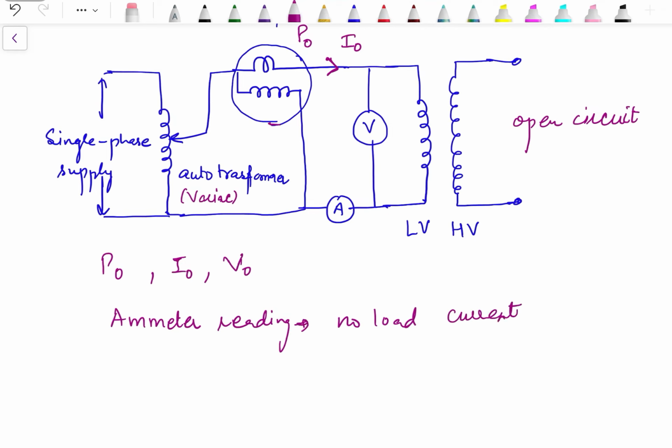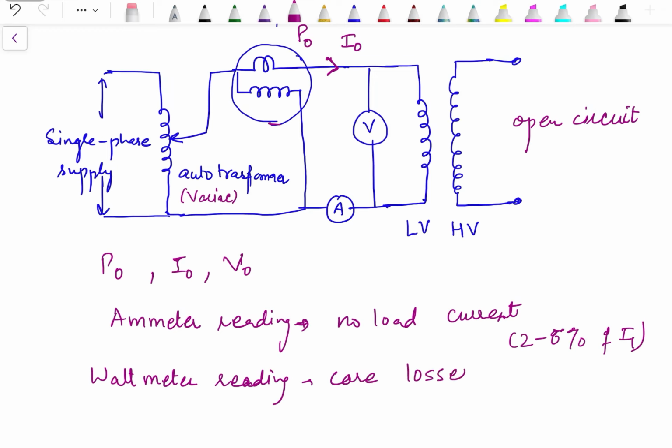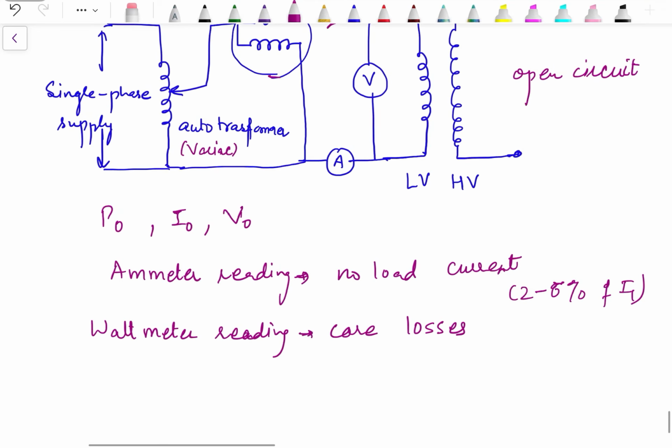and this no load current is just 2 to 6% of rated current. Since this current is very small, the I square R losses are negligible when the secondary side is kept open. So what we can say is that the wattmeter reading actually reads the core losses, since I square R losses are negligible. So from the wattmeter reading P naught, we will actually get the core losses.